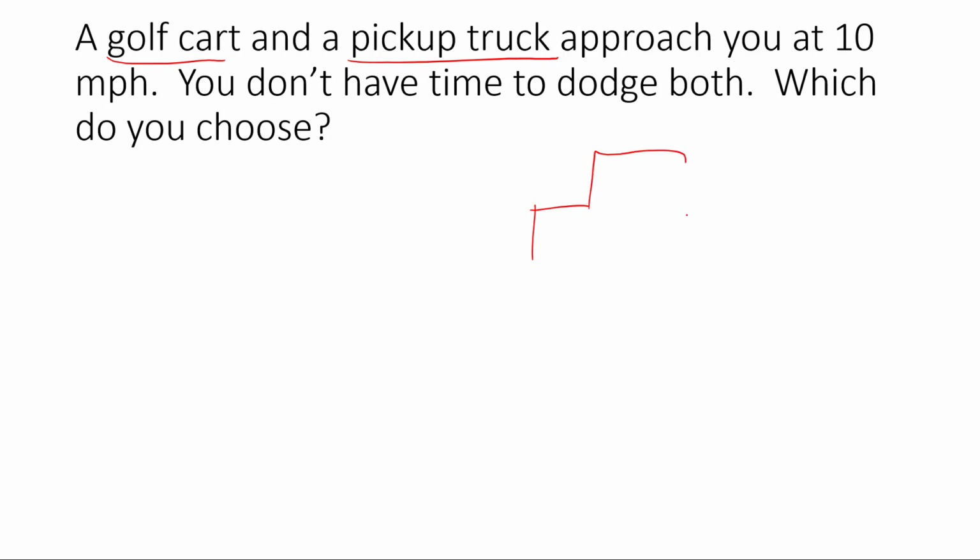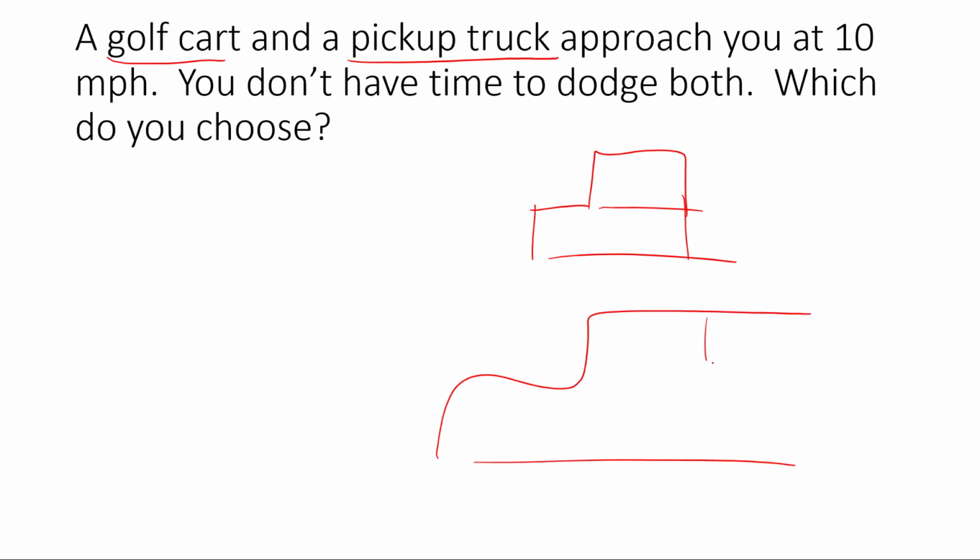Well, if I had to choose, I would definitely choose the golf cart over the pickup truck, because even though they're coming at me with the same speed, the pickup truck has a ton more mass. And because it has more mass, it has more momentum. It's going to basically knock us a lot harder than a small golf cart going at the same speed. So momentum kind of tells us about the amount of oomph that something has.